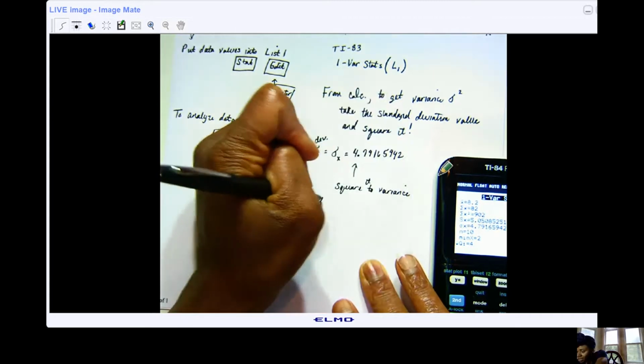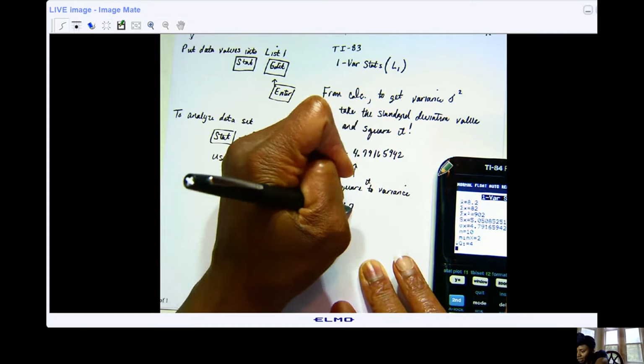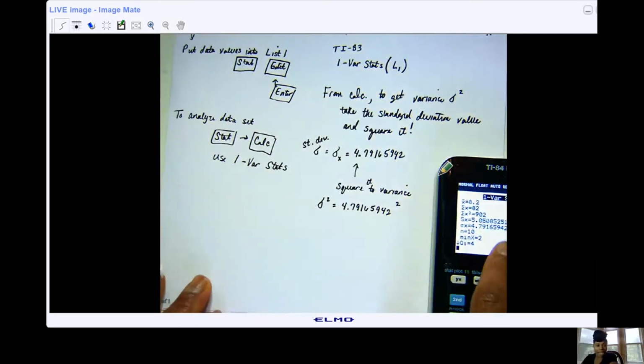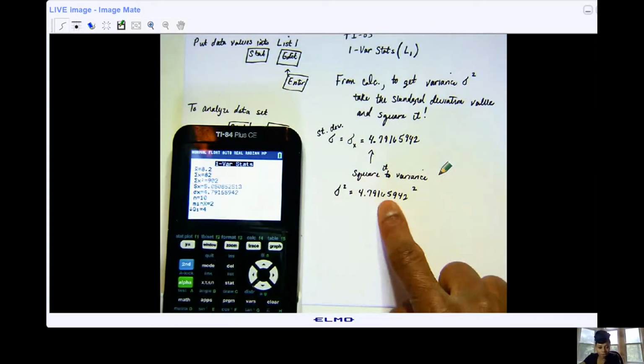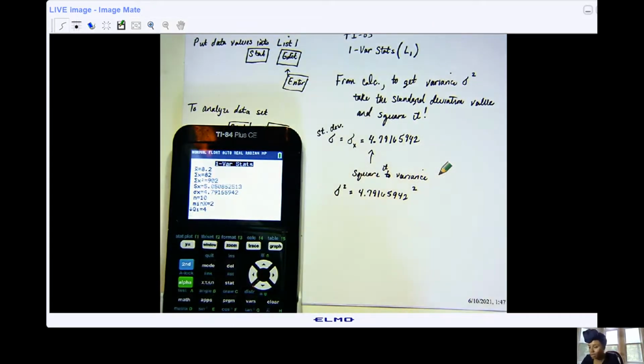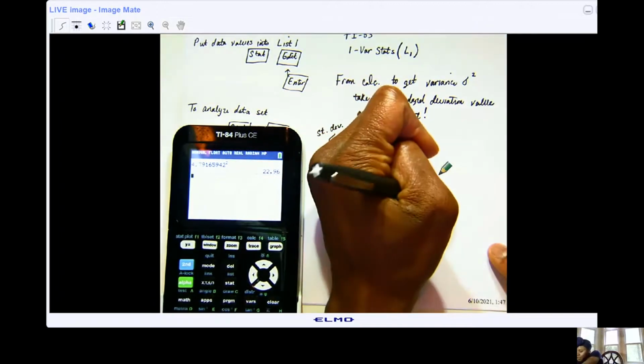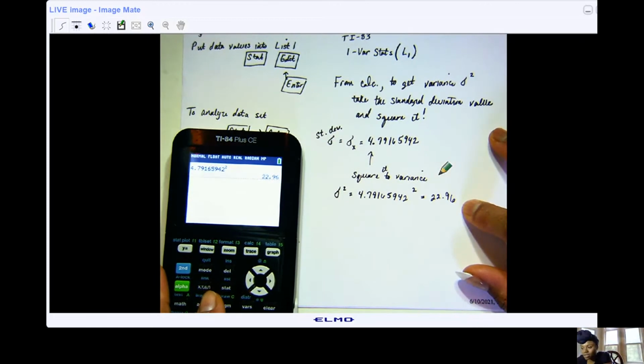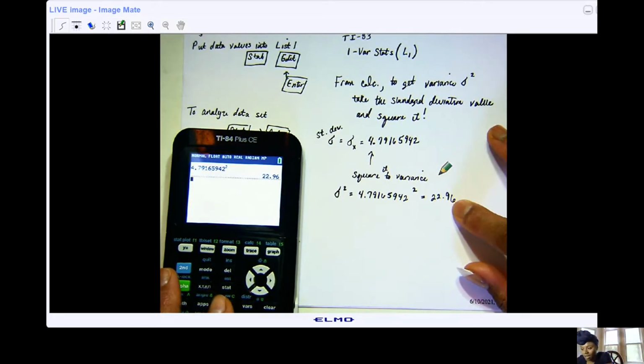Okay, so I'm going to say sigma squared is 4.79165942 squared. And I wrote it down because when I get ready to type this on my calculator, this is going to vanish. So that's why I wrote it down. So 4.79165942 squared is 22.96. And I figured it would give me the exact number of decimal places that I was asked to give it to if I was really accurate.